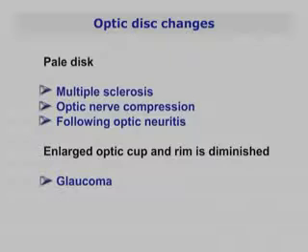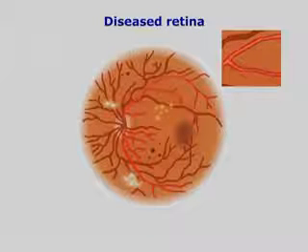A pale disc may indicate multiple sclerosis, optic nerve compression, or it may occur after optic neuritis. If the cup is enlarged and the rim is diminished, then this may be a sign of glaucoma. Next, examine the blood vessels in all 4 quadrants. Check for signs of hypertensive or arteriosclerotic retinopathy. The red-free filter may help make small aneurysms and hemorrhages stand out easier.